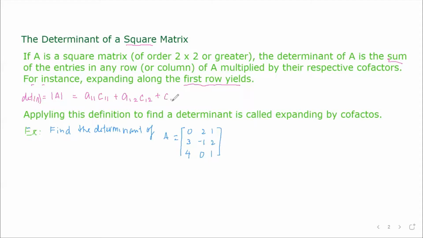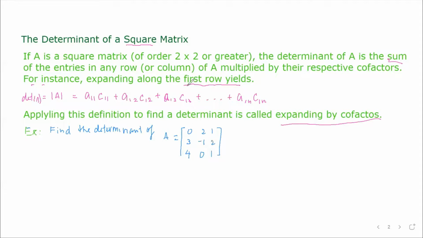Plus, sorry, A13 C13, and plus until A1n, because we do the first row, so A1n C1n, to the nth term. Okay, this is if we work on the first row, for example, and applying this definition to find a determinant is called expanding by cofactors. Okay, now see the example. Find the determinant of this one.